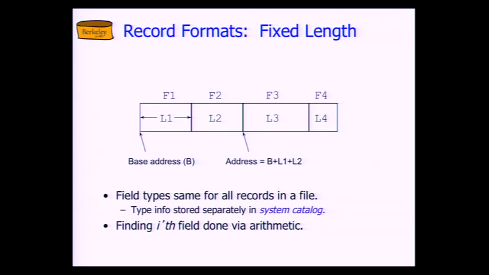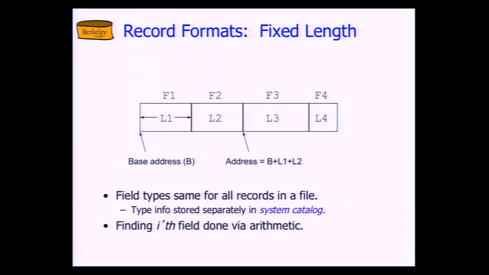Column 2 is type integer, so it's 4 bytes. So you can compute the location of each field within that tuple as the base address plus the lengths of the preceding fields. If you want to get to field number 3, you start at B and add the length of field 1 and the length of field 2.